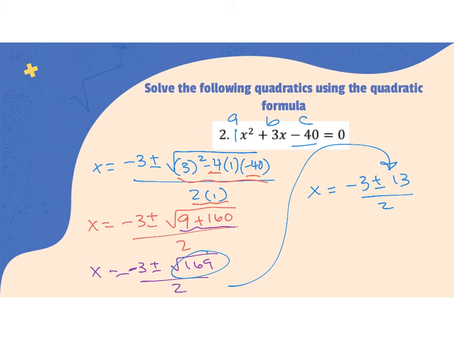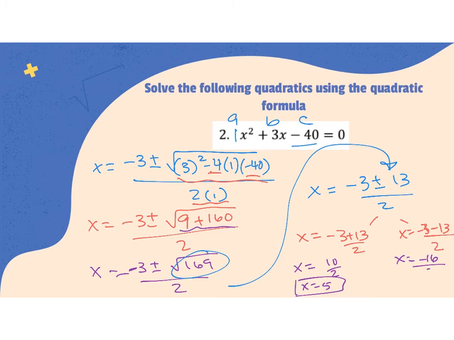And this one, like I said, I can keep solving because I didn't end up with a negative under the radical. So I'm just going to keep going all the way to the end here. x equals negative 3 plus 13 over 2, and x equals negative 3 minus 13 over 2. So that's x equals 10 over 2, which is x equals 5. There's 1. And x equals negative 16 over 2, which is x equals negative 8.